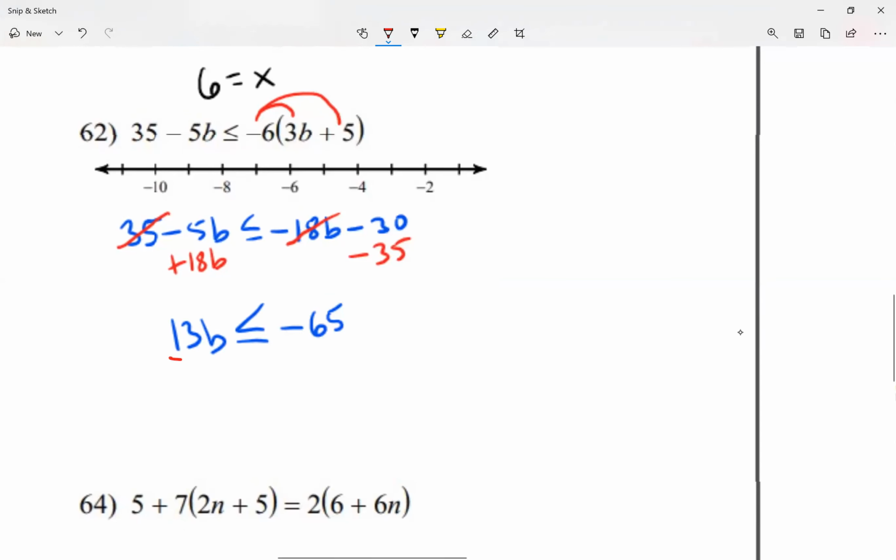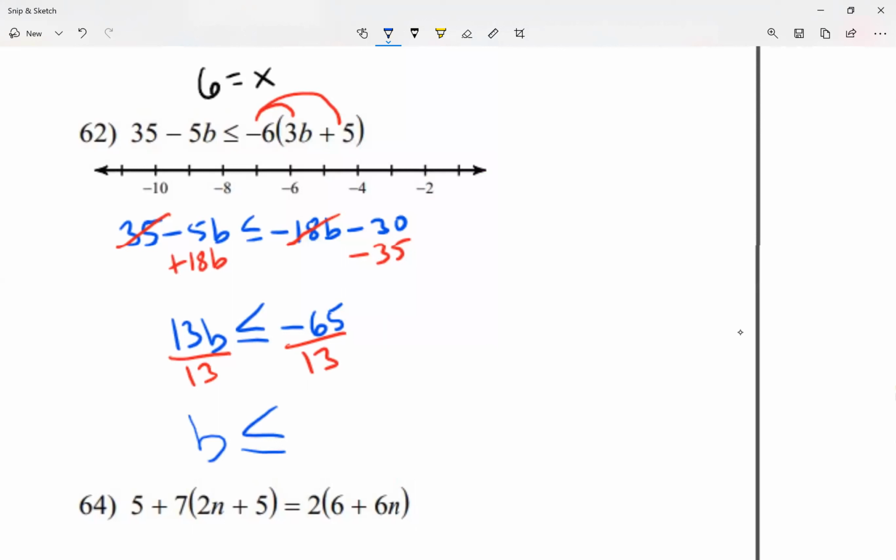To finish this, let me divide by 13. When I divide by a positive, nothing happens to the sign, my inequality sign. So in this case, just going to keep this. When I divide by a negative, so my number at the bottom of my fraction is a negative, do flip the sign. In this case, because I'm dividing by positive, don't flip.